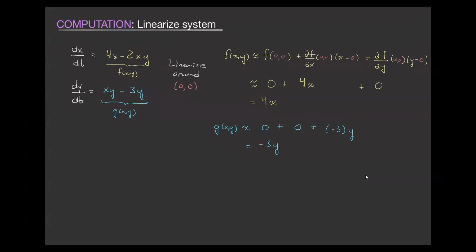Now we have in the end that our linearization is dx/dt equal to 4x. And then we have dy/dt is equal to negative 3y. Sometimes I like to space them like this so we have the x column and the y column, but either way.